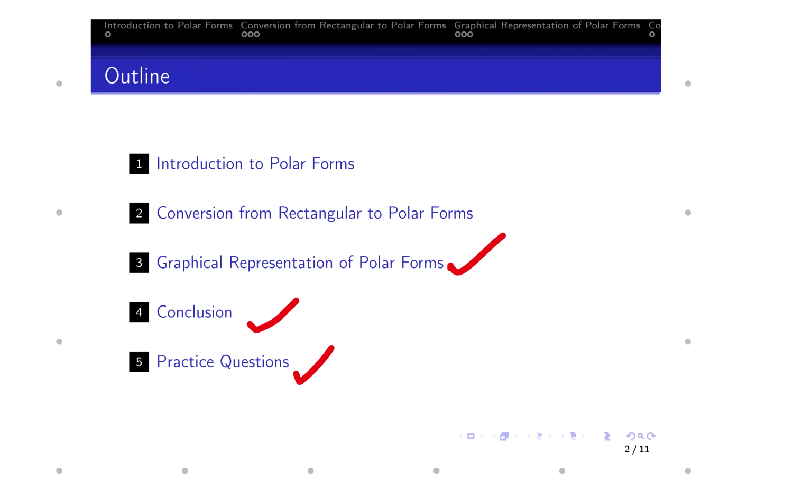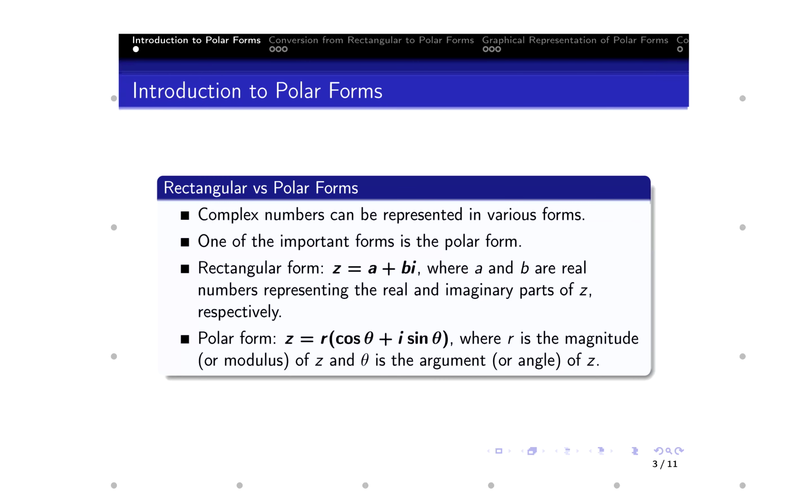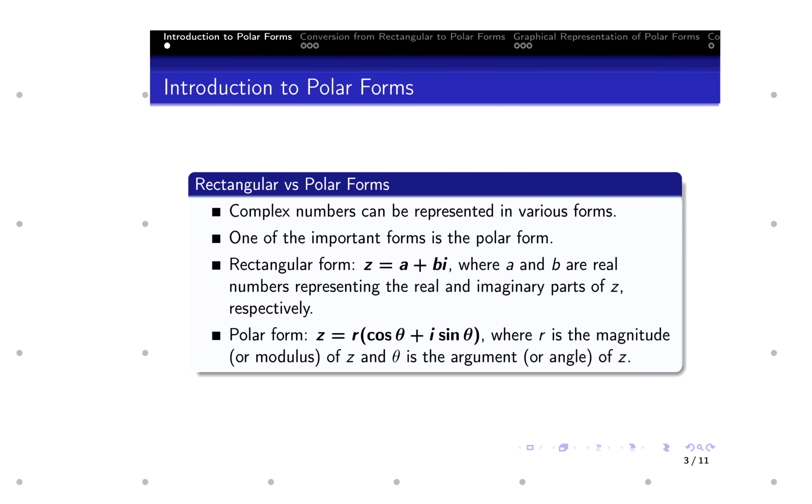Introduction to polar forms. Basically, we need to differentiate between rectangular and polar forms for now. Complex numbers, of course, can be represented in various forms, and one of the most important forms is the polar form. The form we are familiar with, that we've been using so far, is called the rectangular form.